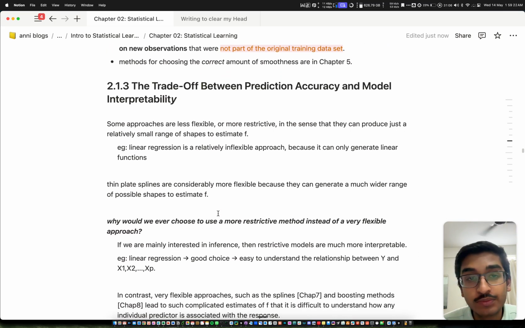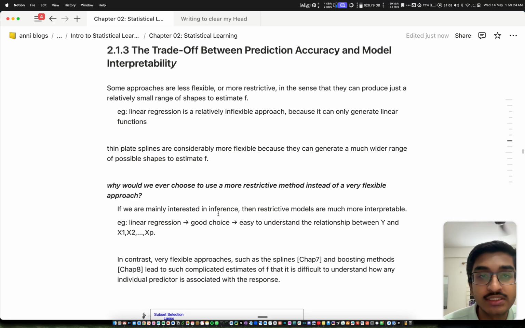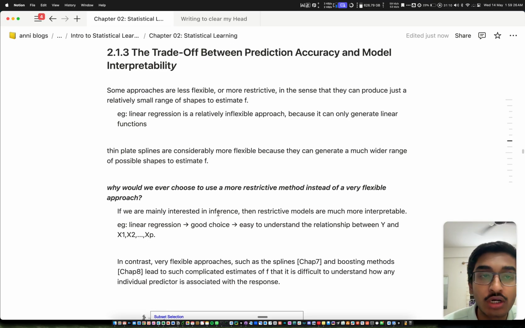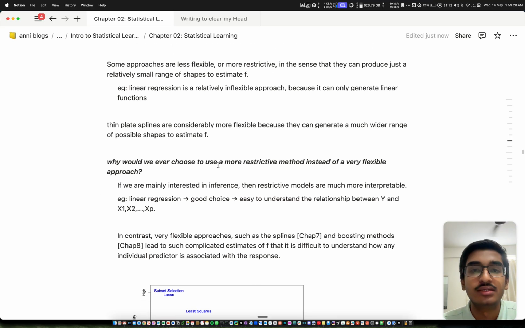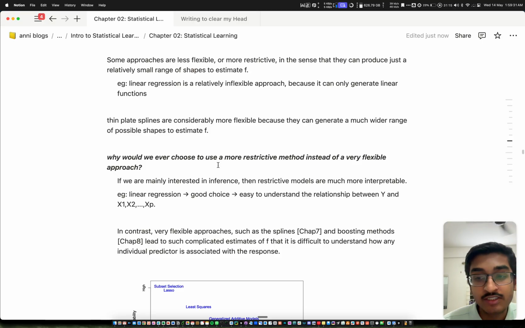So this flows perfectly into 2.1.3, which is the trade-off between prediction accuracy and model interpretability. Some approaches are less flexible, as we saw, like linear regression, right? They have a very, very small range of shapes they can produce to estimate f. So linear regression can only produce a line. And thin plate splines are much more flexible because, as you saw, they can contort to various random shapes. A linear regression can only do a flat plane in the 3D space, but that was not the case for the spline. So a spline is much more flexible.